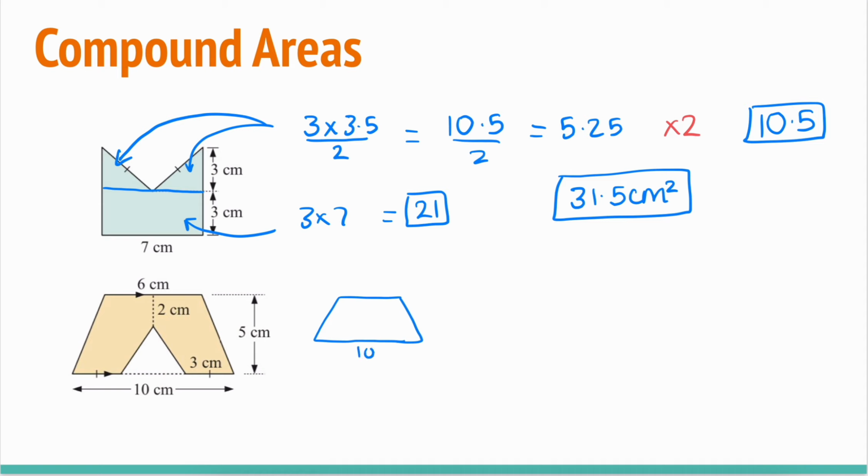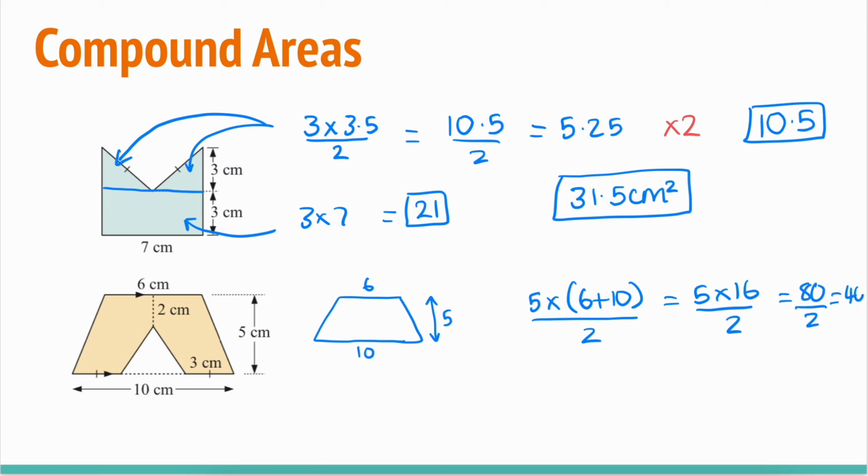we know that this distance is 10, this distance is 6, and that the height is 5. So using the formula for the area of a trapezium, that would be 5 times 6 plus 10 divided by 2. So that's 5 times 16 divided by 2, and 5 times 16 is equal to 80 divided by 2, so that gives me a total of 40.